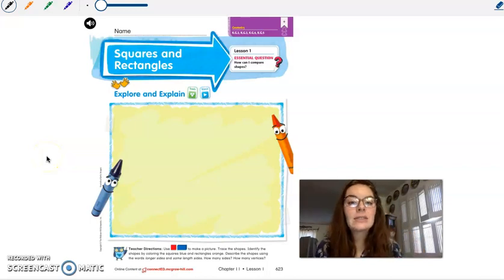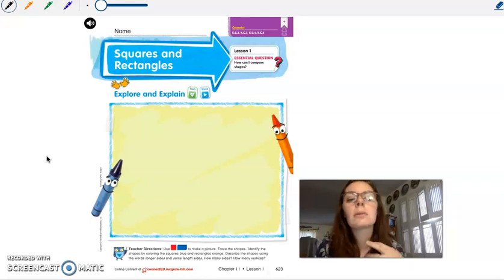Alrighty, good morning. So today we are going to work on Chapter 11, Lesson 1. Our essential question, meaning what we are going to focus on, is: how can I compare shapes? We are going to look at two shapes today. We're going to look at squares and rectangles.